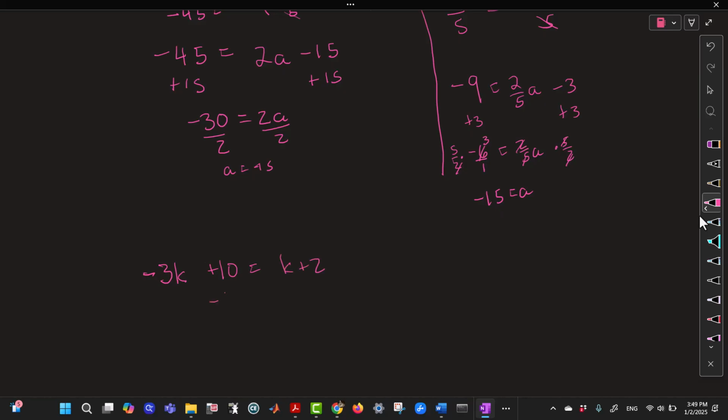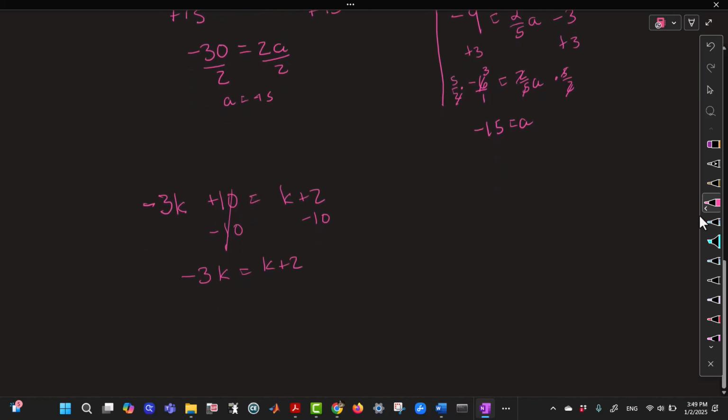Let's start by subtracting 10 from both sides. There's no rule. You could have started with any of the things on here. You could have started with the negative 3k, the 10, the k, or the 2. Doesn't matter. Since we have variables and constants on both sides, you could do it that way. So these cancel, and I get negative 3k equals k plus 2.